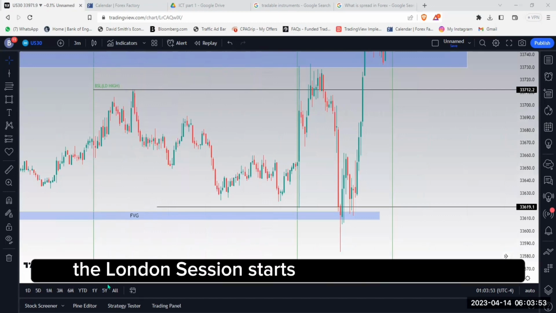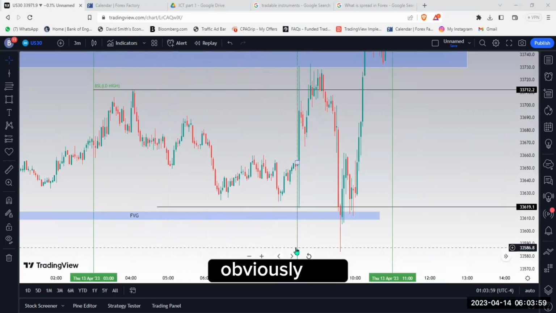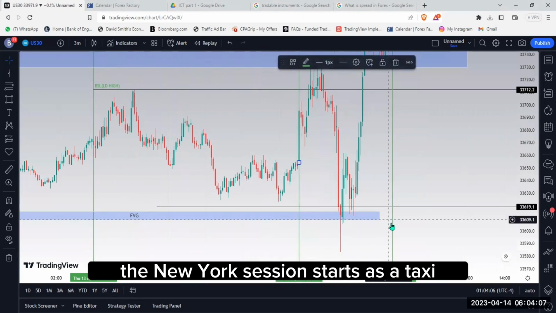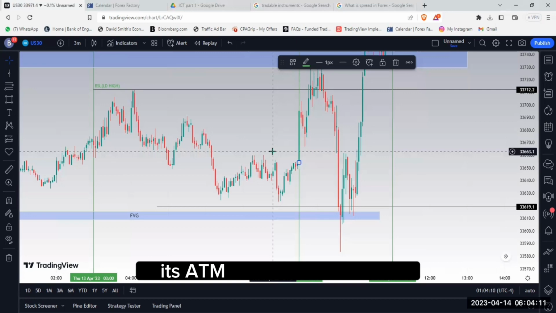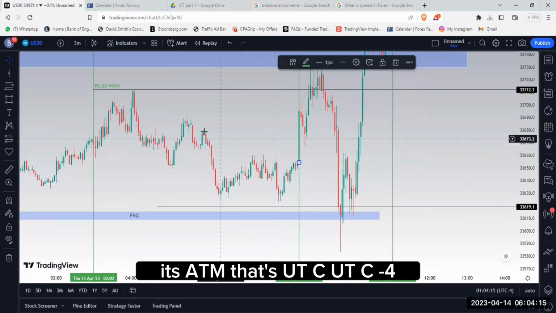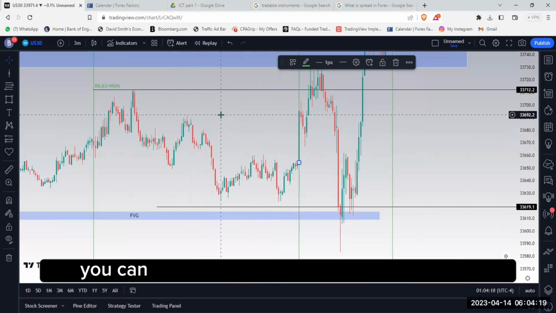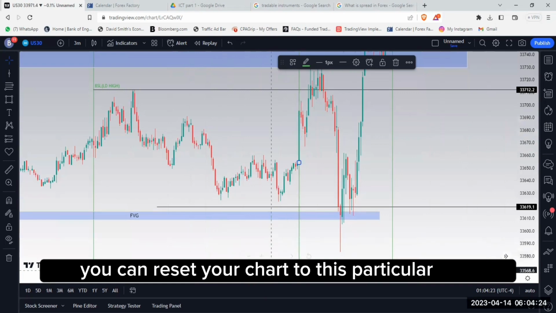The London session starts at 3 a.m., at midnight, and obviously the New York session starts at 8:30 a.m. That's UTC minus 4. All right. Depending on your time zone, you can reset your chart to this particular time.